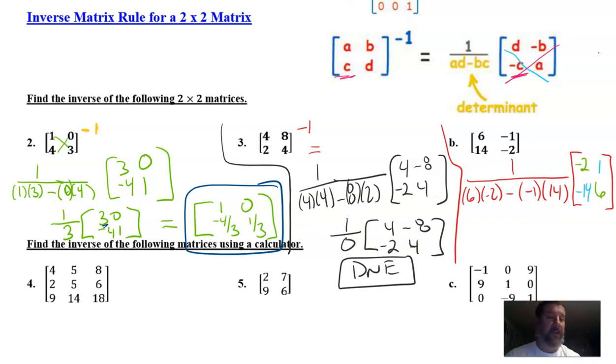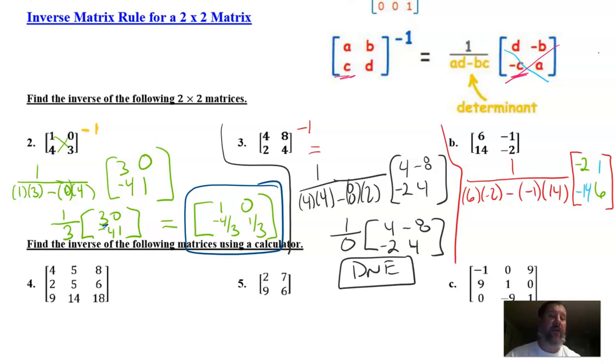For your matrix, again, along the green diagonal, you're going to rotate those numbers. So -2 and 6 switch spots. And then along the blue diagonal, you're going to just change the sign. If it was negative, it becomes positive. So it becomes a +1 and then a -14.